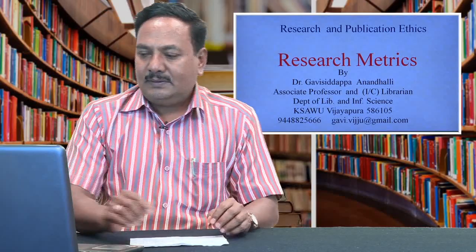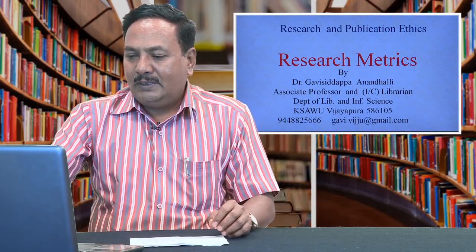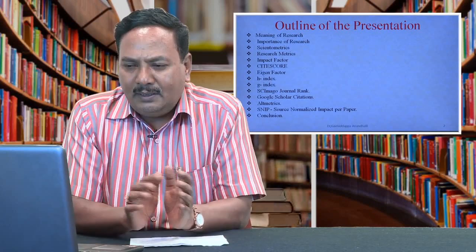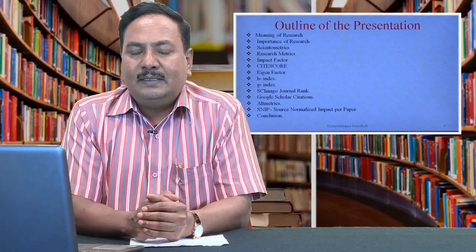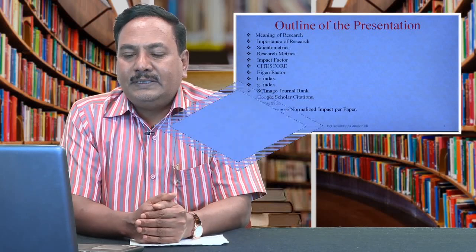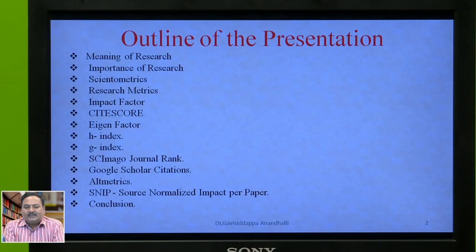My dear friends, let us discuss the research metrics. My presentation outline basically covers the meaning of research, the importance of research, scientometrics, research metrics, and impact factors. Later we will discuss the CiteScore, which is also parallel to the impact factor, and after that we will discuss the Eigenfactor, which is similar to the CiteScore and the impact factor.